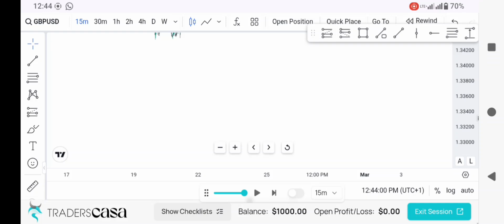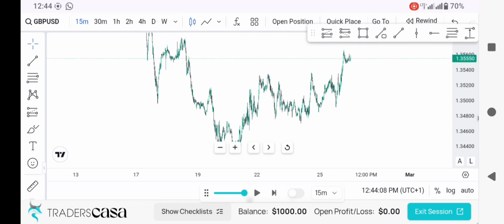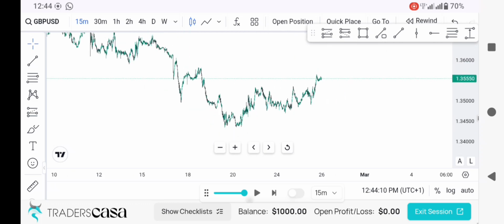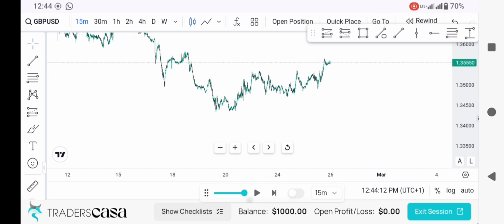Today I'm going to show you my trade week analysis on GBPUSD, February 2026. So let's dive in. Let's start our analysis from the 4 hour time frame. Mind you, this is not for beginners. If you know Smart Money Concepts and you're struggling, this is for you.